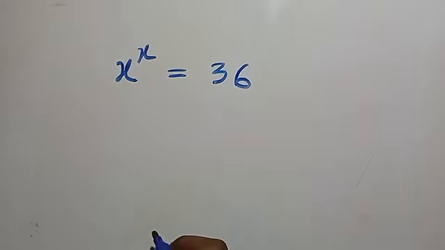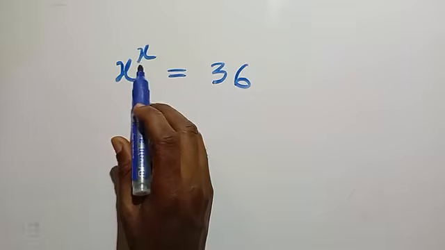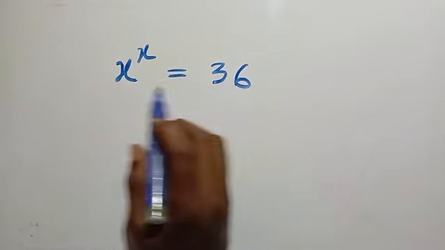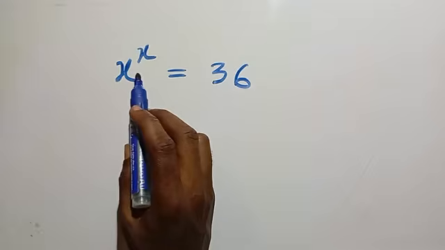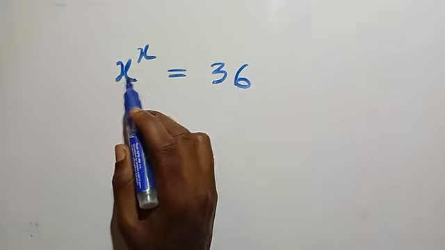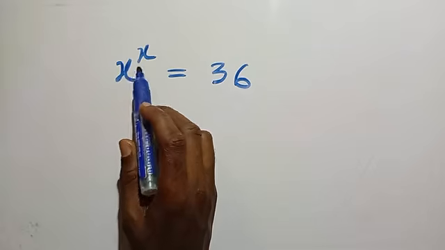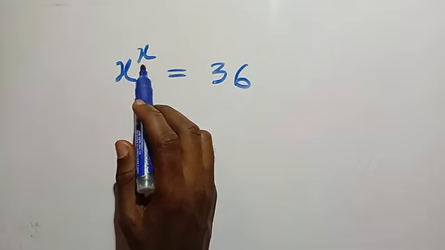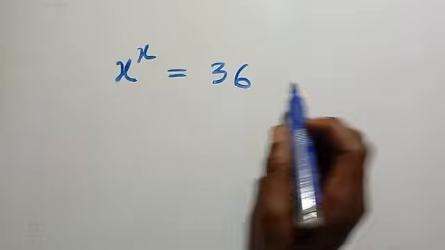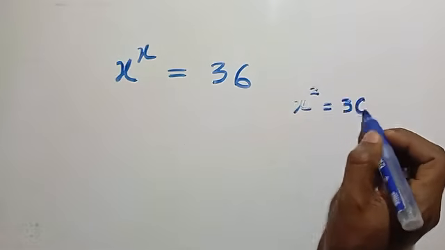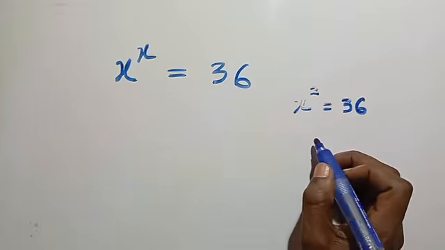A lot of students don't know how to start this. If we are given x power of x equals 36, these equations look so strange because we have the same variable as the base and the exponent. Unlike if you have, let's say, x power 2 equals 36. So this is very easy to solve.